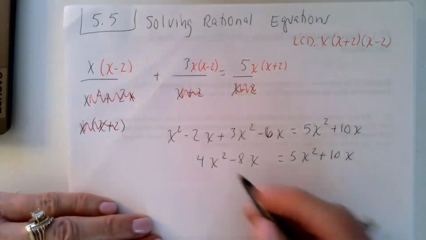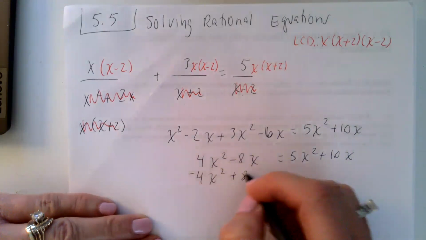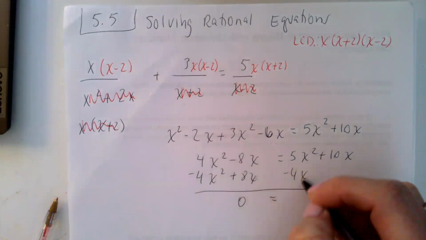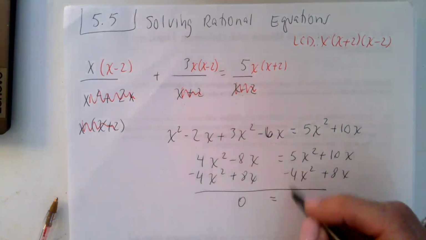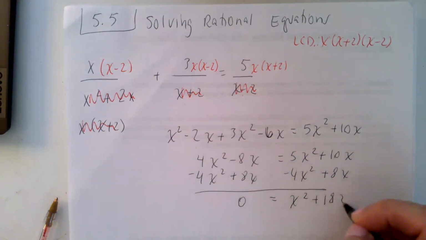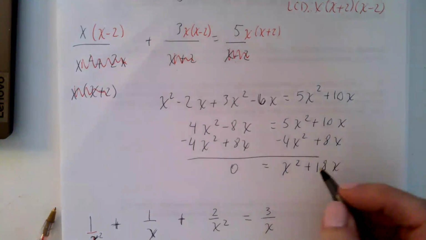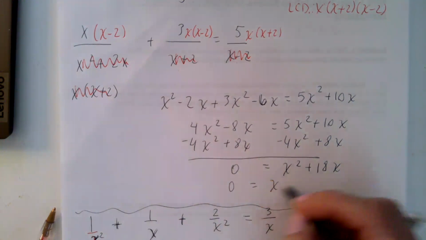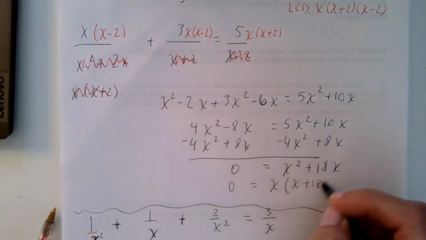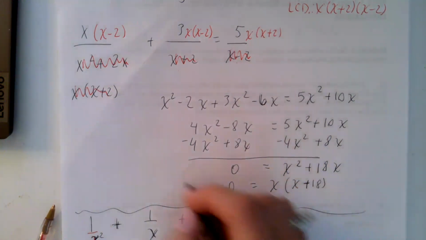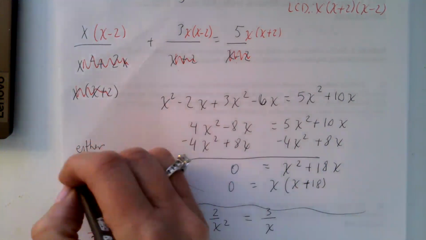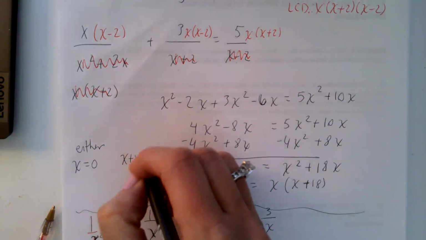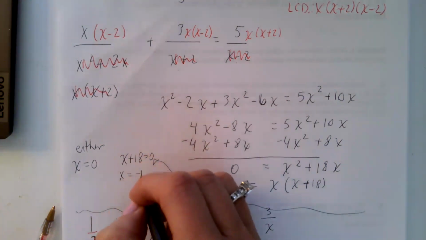So I'm going to move everything to the right. So I'm going to subtract 4x squared, add 8x. So we'll have 0 on the left equals, you have to subtract 4x squared and add 8x here. So we have x squared plus 18x. And so to solve this, we are going to get 0 equals, and if we factor out an x, then we have x plus 18, so either x equals 0, or the x plus 18 equals 0. And so x could equal a negative 18.